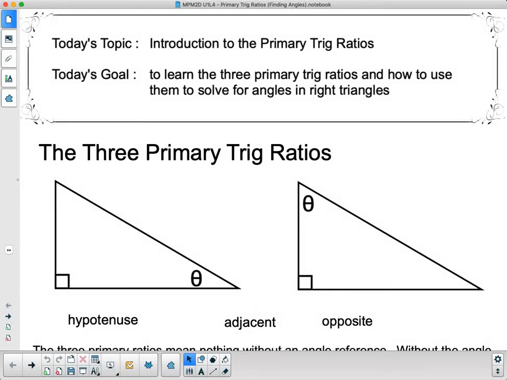Well, hello 2D, and we are going to get deep into trigonometry today. We started off with similar triangles because similar triangles lead to trigonometry. And we're going to start with right angle trigonometry, which is also called the primary trig ratios.